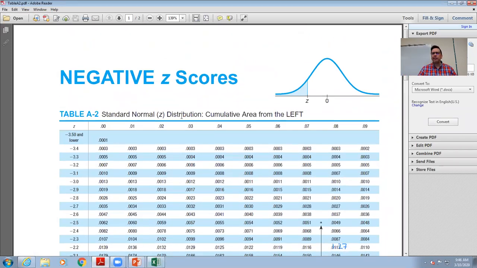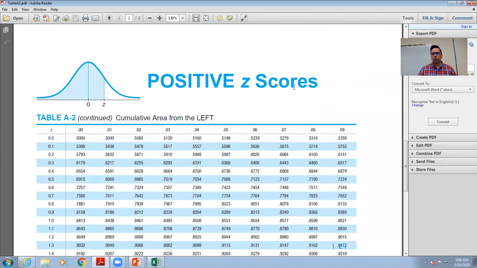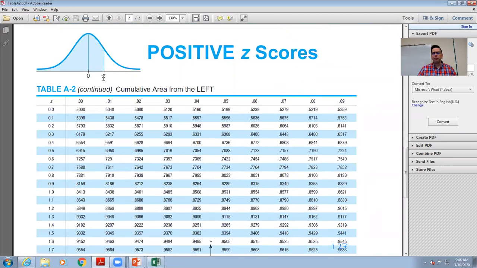1.27 is a positive z-score, so I'm going to go onto that side of the table that says positive z-scores on top. I'm looking for a z-score of 1.27. So I'm going to go down here to where it says 1.2, and then I'm going to go over to the column that has the 0.07 on top. Okay. So I believe what we're looking at is this 0.8980 here. See that? Okay. So that represents the area under the curve to the left of z equals 1.27.